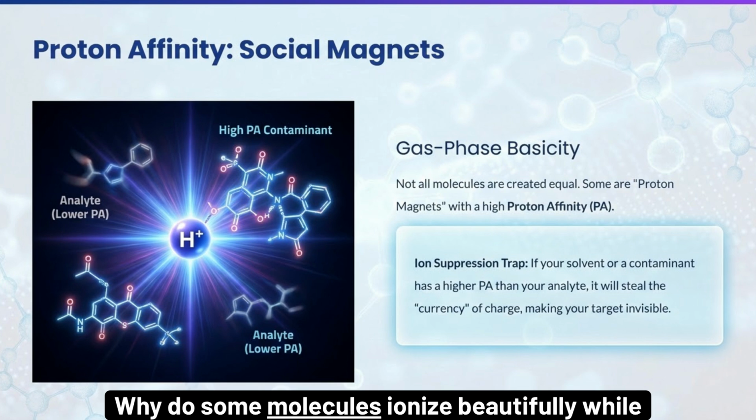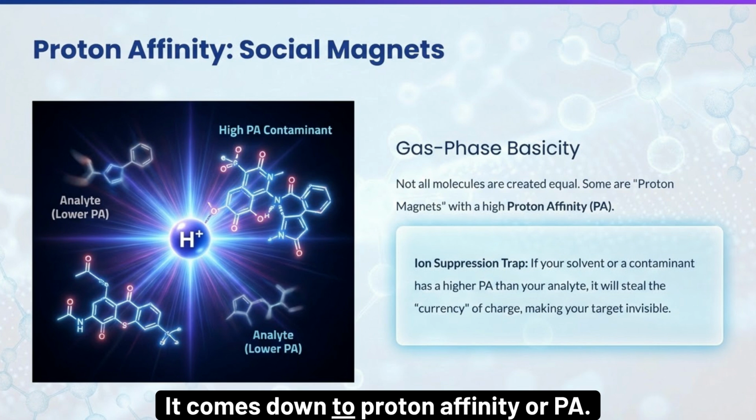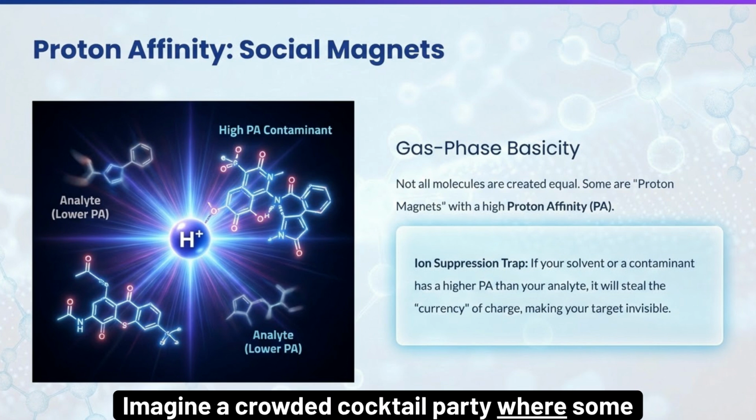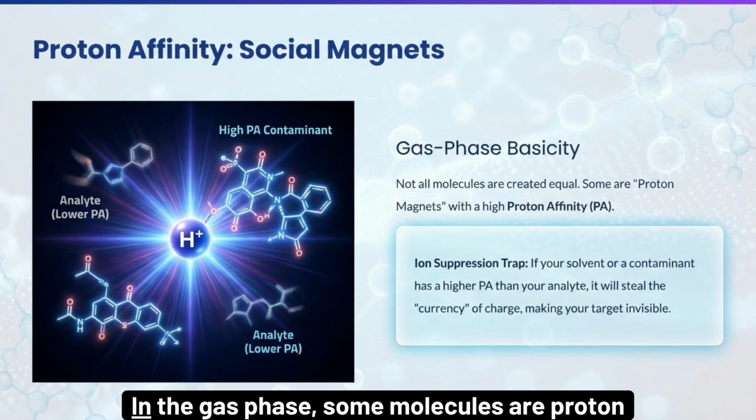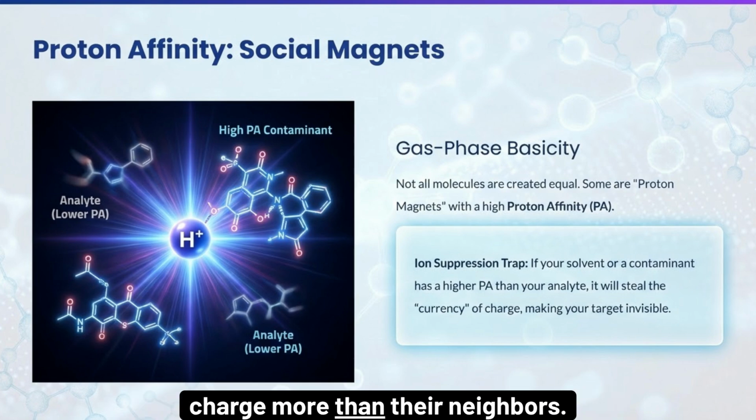Why do some molecules ionize beautifully, while others act like stubborn ghosts? It comes down to proton affinity, or PA. Imagine a crowded cocktail party where some people are social magnets. In the gas phase, some molecules are proton magnets. They have a high PA, meaning they want the charge more than their neighbors.